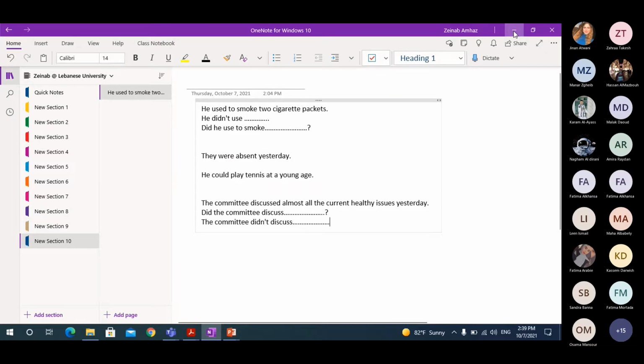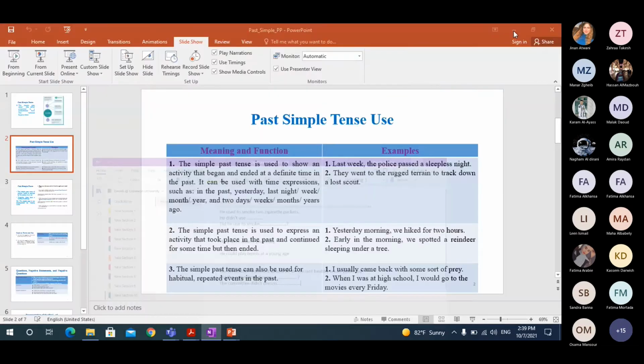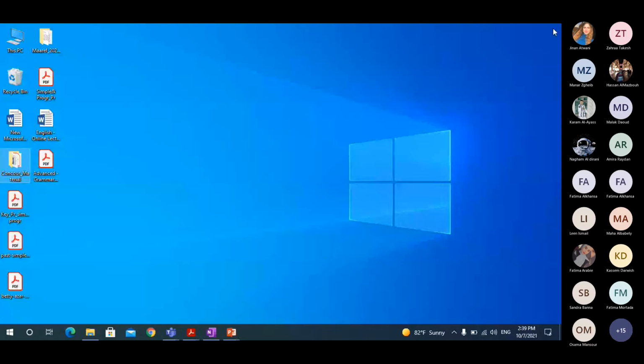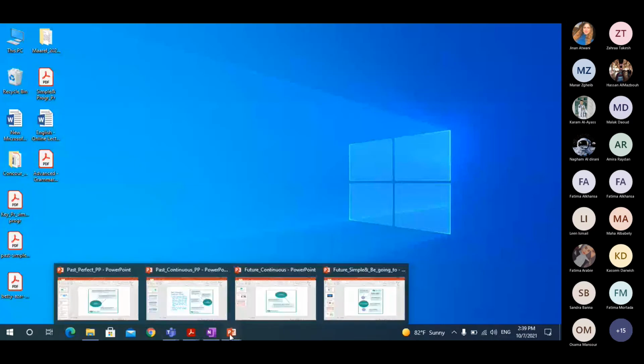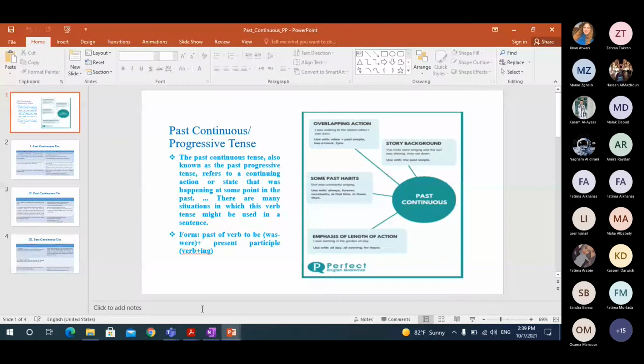Past is finished. Let me close the tabs. Now, past continuous, you know, past continuous is an action that started in the past, finished in the past, but it took or needed some time to finish. Okay? We can also use the indicators of the simple past.